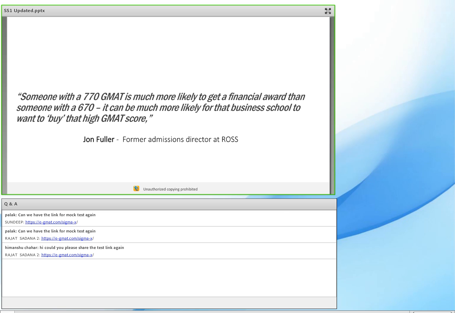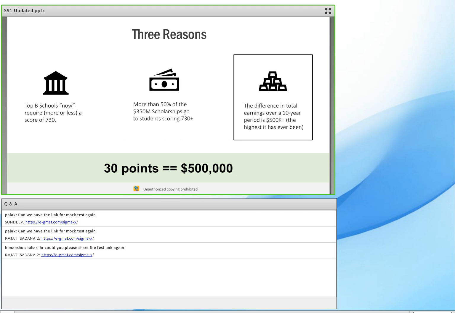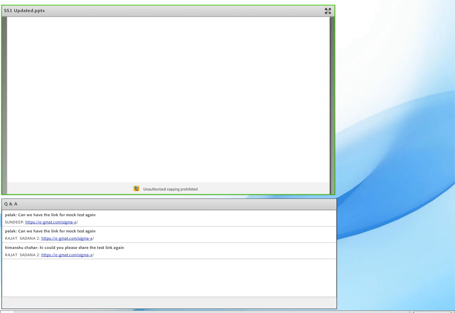Okay. And this is something that John Fuller, who's the former admissions director at Ross, said. He said someone with a 770 is much more likely to get financial reward. Why? Because the school wants to buy that high GMAT score. And let's talk about this third reason now, which probably is something that a lot of people ignore completely.